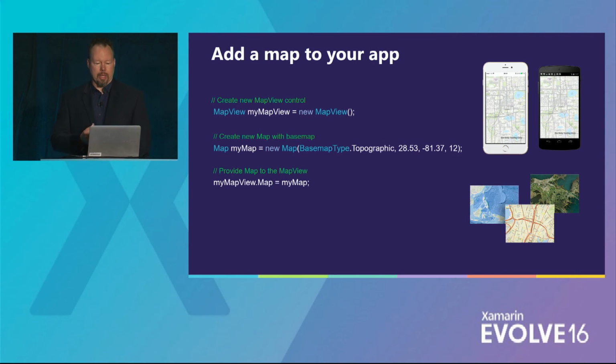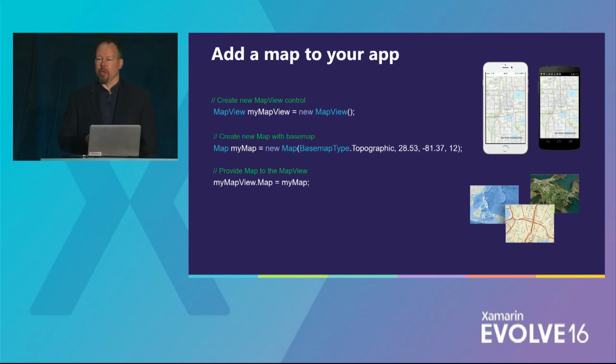So we can new up a map. We've got a constructor here that enables us to provide a couple of parameters that makes it easy for us to create that map. In this case, we're specifying a base map type, and it's a topographic base map type. What is this associated with? It's associated with content as part of our ArcGIS platform. So we have content that's available for you to use, base maps in this case, for you to use freely within your application.